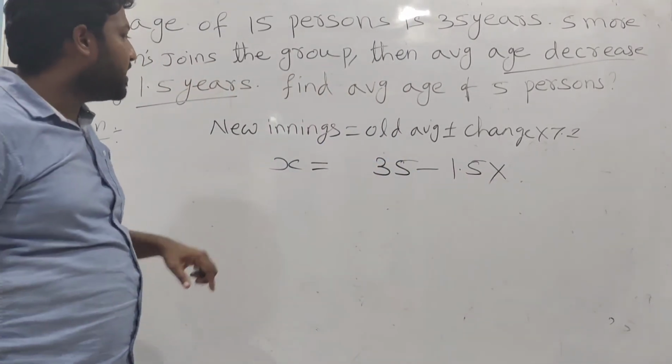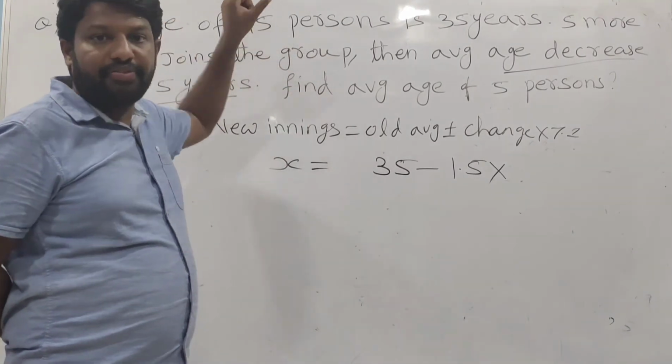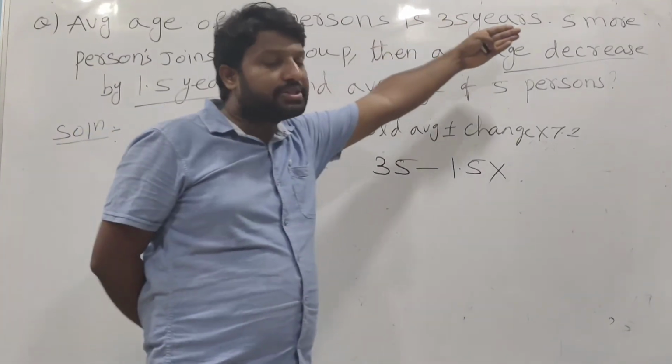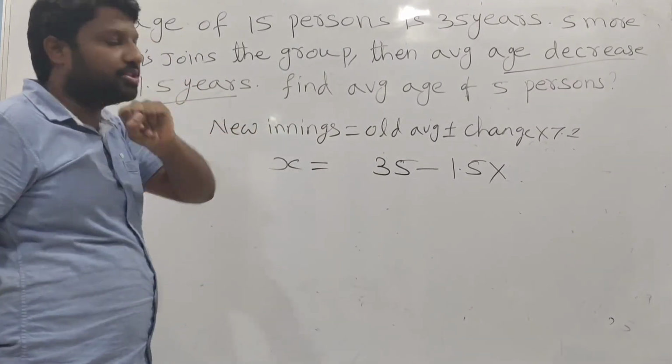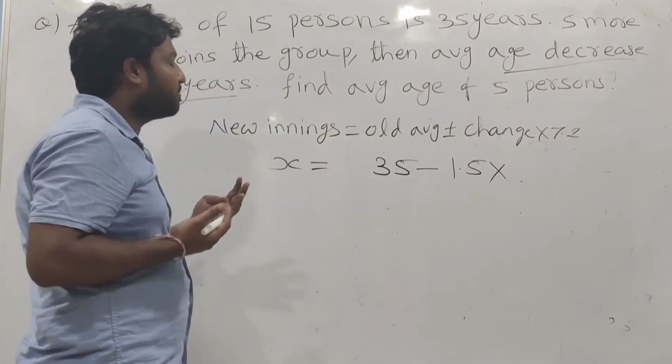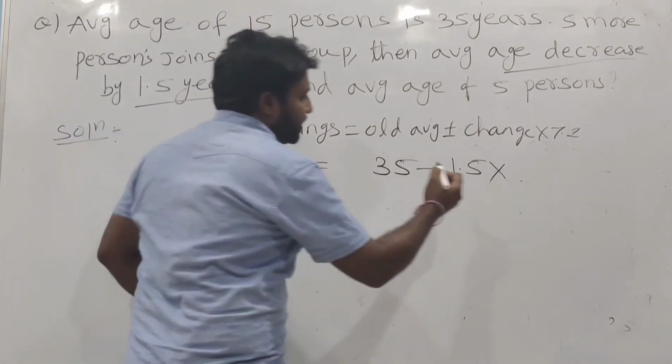Now what is total innings? Initially how many persons are there? 15 persons are there. Now how many men join the group? 5 more men join the group. How many men join the group? 5 more men. So total 15 plus 5 is 20.